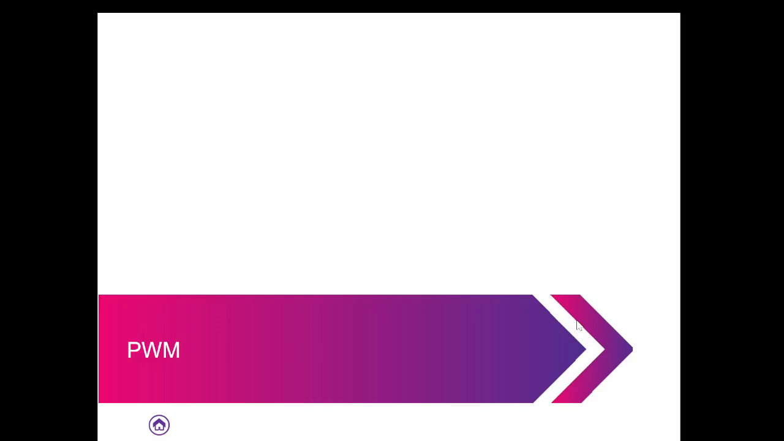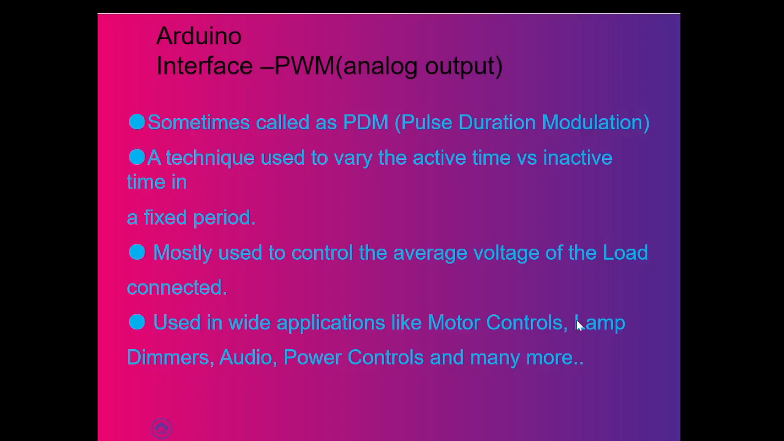And next, PWM. PWM refers to pulse width modulation. Arduino interface, PWM, pulse width modulation analog output, sometimes called PDM. PDM refers to pulse duration modulation.